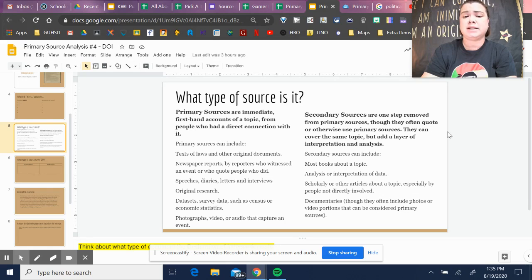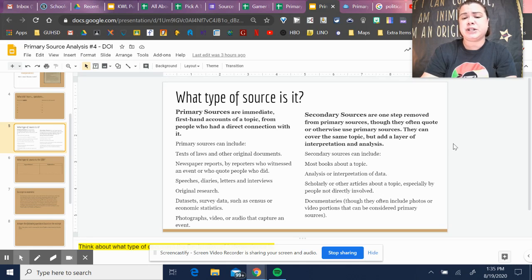They can include texts of laws and other documents, newspaper reports by reporters who witnessed an event or who quote people who witnessed the event. Speeches, diaries, letters, and interviews that are written by those people. Original research, data sets, survey data such as census or economic statistics, photographs, video, or audio that capture an event. So when you're on your cell phones and you take a video of something that's going on, that's a primary source. It happened at that time, you were there to witness it, and you caught it on camera.